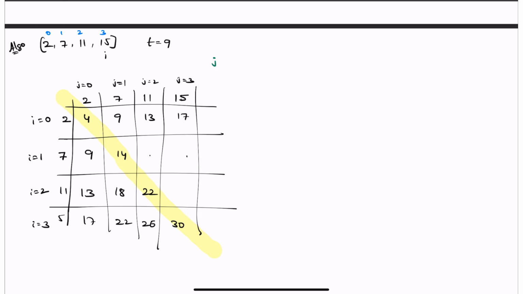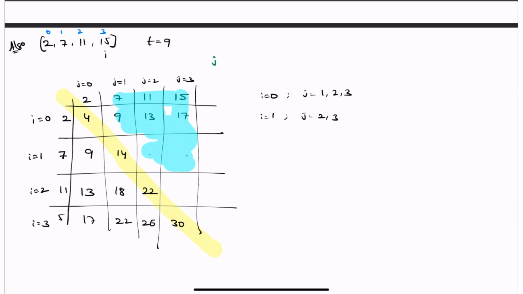Here come a few observations. If you observe this part of the region, I value equals 0 and j value equals 1, 2, 3. Similarly, in the second row, when i value equals 1, j value equals 2 and 3. So let me mark which part of the region this is. This is a region where the j value will always be greater than i. And there is one more region, the counterpart, which is this region. In this region, the i value will always be greater than the j value.